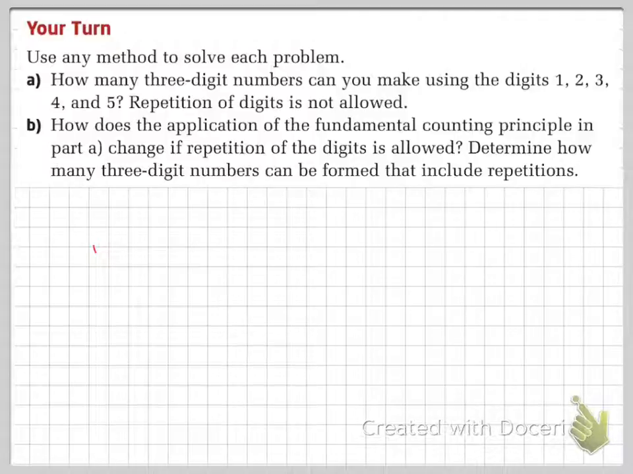Well, here's what we're going to do. We have 3 different positions. How many choices do we have for the first position? 5. That would leave us 4 for the second position, and that would leave us 3 for the third position. 5 times 4 times 3 would be 60 different numbers.